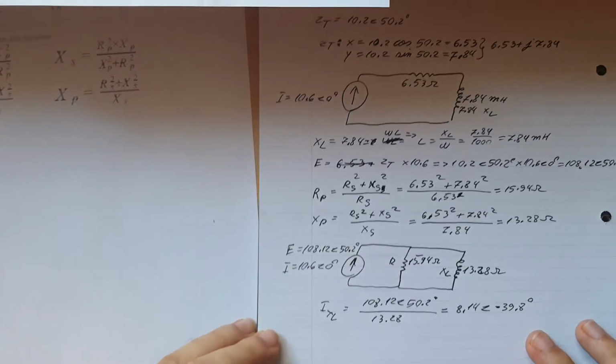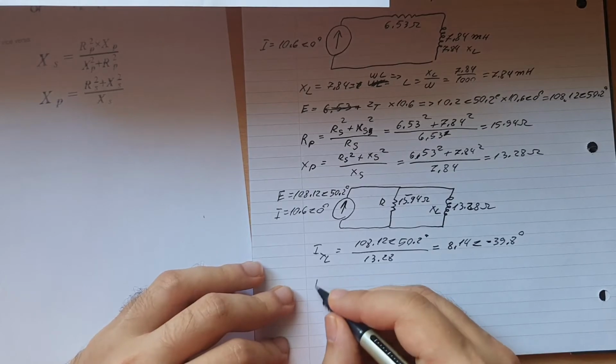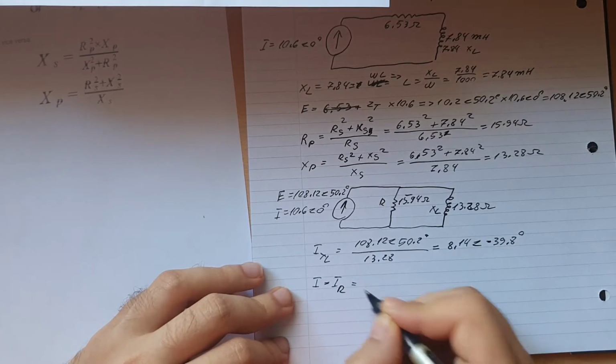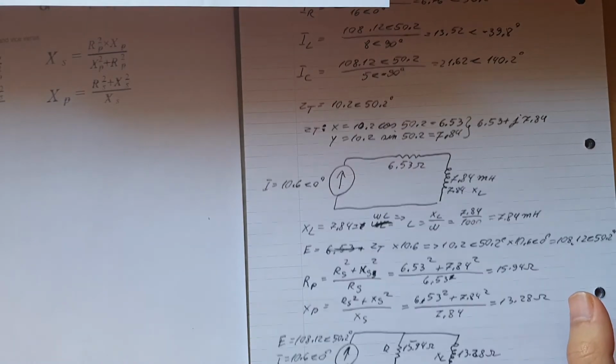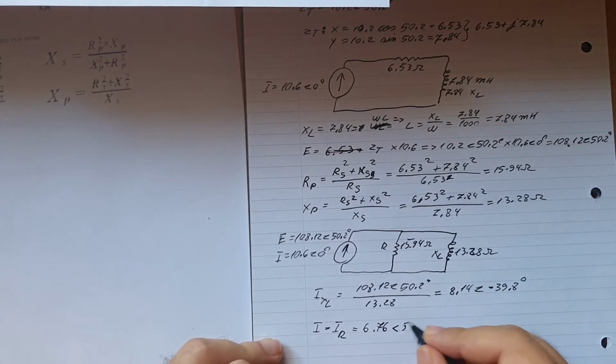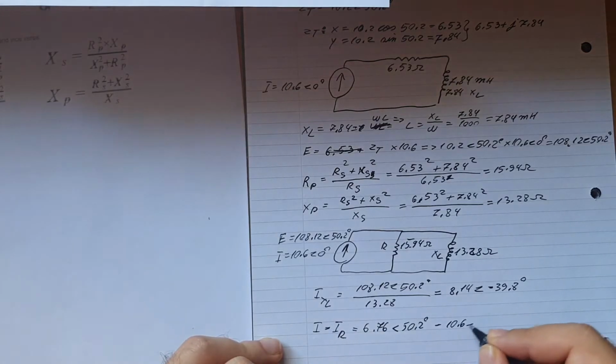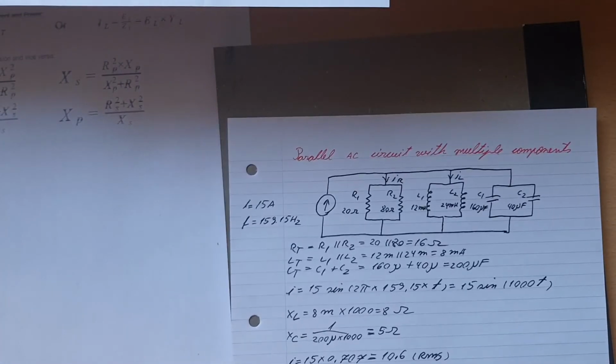So then, let me see, can you see? Yes, you can. Okay, so then we can do I minus IR, so that will be equal with 6.76 at an angle of 50.2 minus I, which is 10.6 at an angle of 0 degrees. Okay, so let's see, do I have the R and I values in X form? And the answer is no, I do not have them in X form. Okay, I'll move this paper here. I'll get a new fresh one so we can keep going with the calculations.